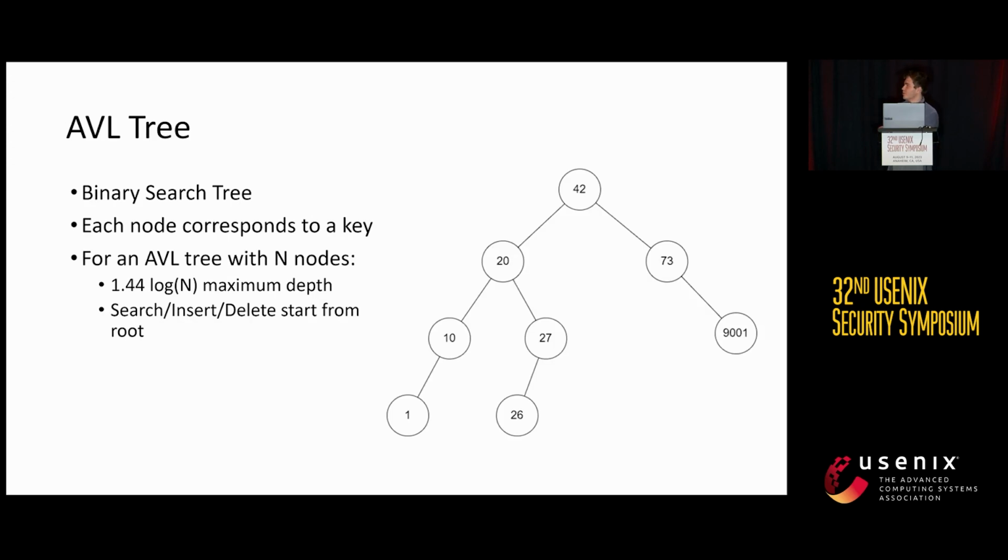So just some quick background. We are using an AVL tree, which is a binary search tree, and each node corresponds to a key. The main two properties that we care about are that for an AVL tree with n nodes, we have a fixed maximum depth, and all the operations that we care about start from the root and follow some path to a leaf.